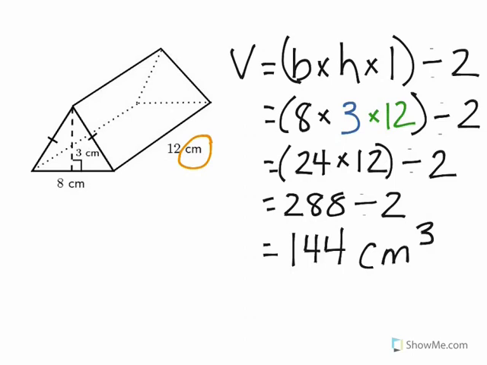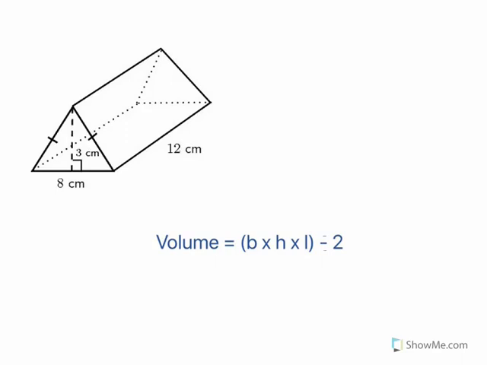So now we know that we can take the formula volume equals base times height times length and divided by 2, and that will always give us the volume of our triangular prism. And as we also know, the order of multiplication doesn't matter, so if we by accident substitute the wrong value into the letter, it doesn't matter, we're still going to end up with the correct answer.